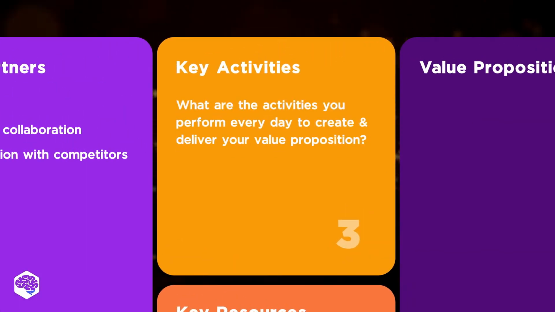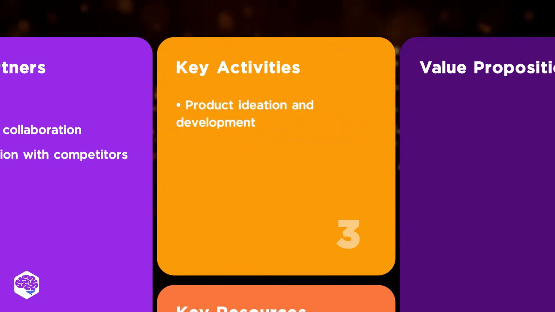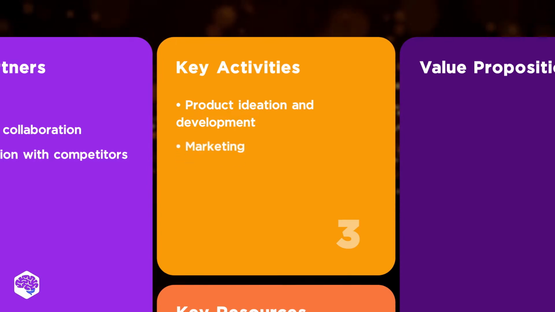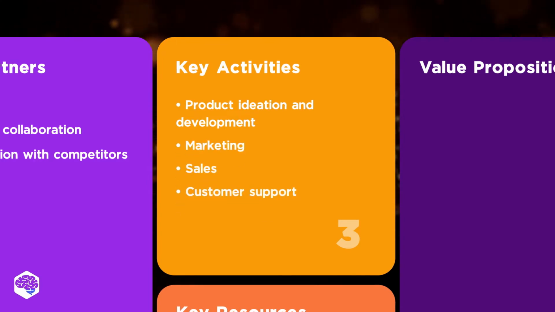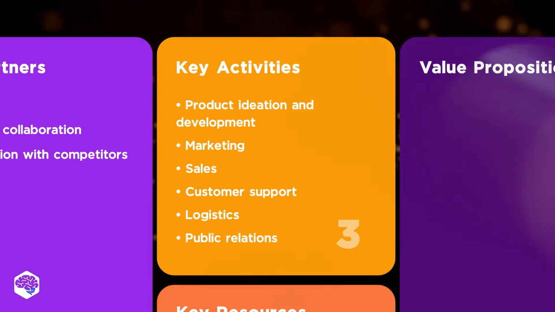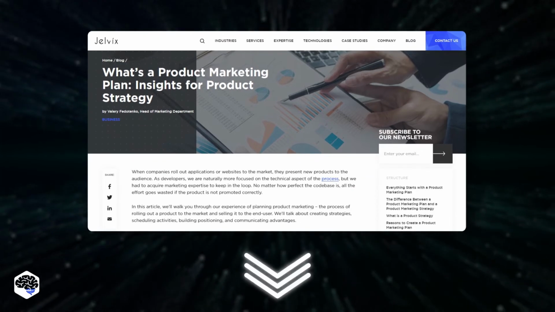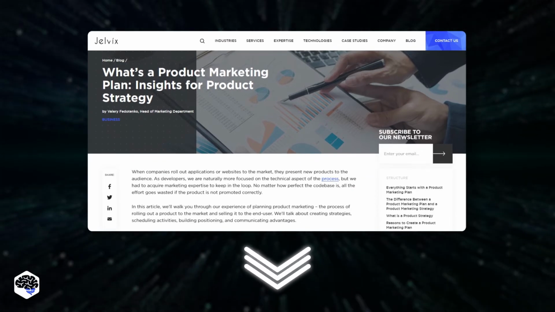The third area is key activities. This section is considered the most important one in the entire strategy canvas template. Among the key activities of most IT businesses are product ideation and development, marketing, sales, customer support, distribution and logistics, and public relations. Here we recommend reading our guide on Product Marketing Plan. It will help you to plan your marketing actions as well.